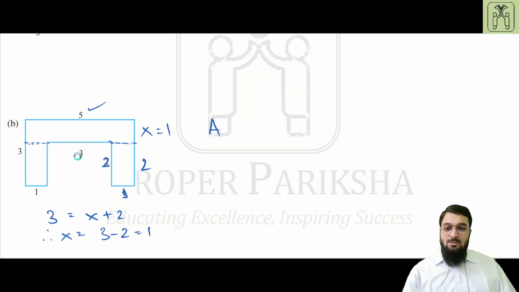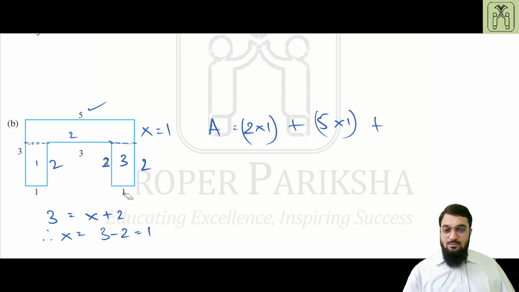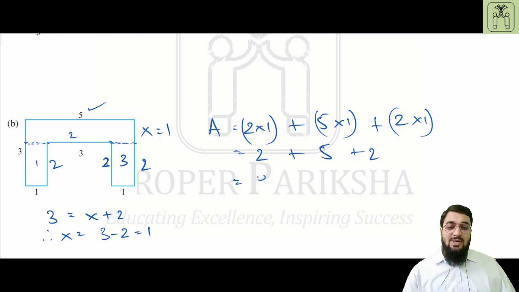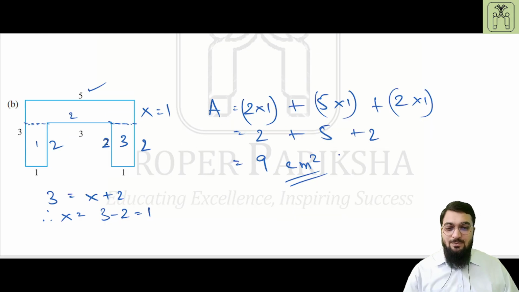Now coming to the area part. So 1, 2 and 3. So it will be 3. Sorry. This is 2. So this will also be 2. So 2 into 1 first area. After that 5 into 1 second area. After that it will be 2 into 1. Multiplying them, 2 plus 5 plus 2, adding them, 9 centimeter square. This is the area of part B.